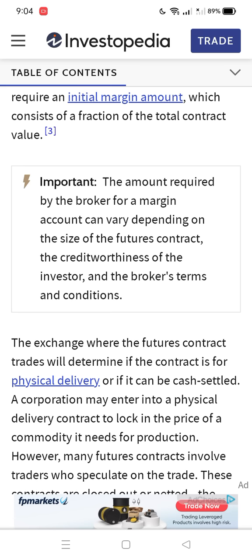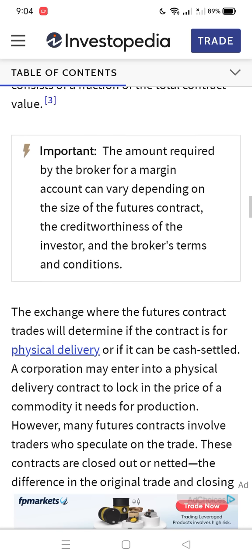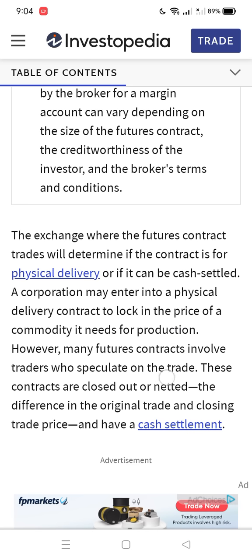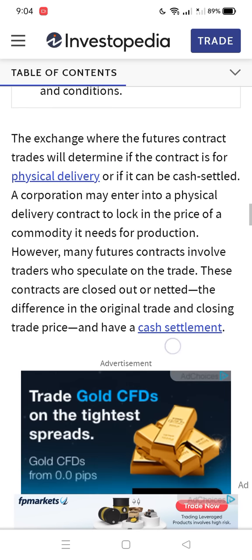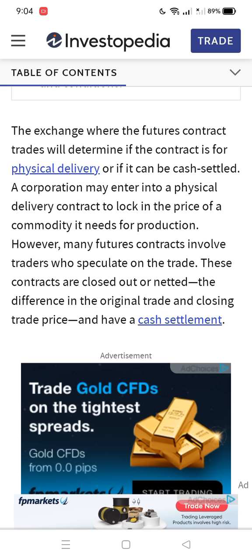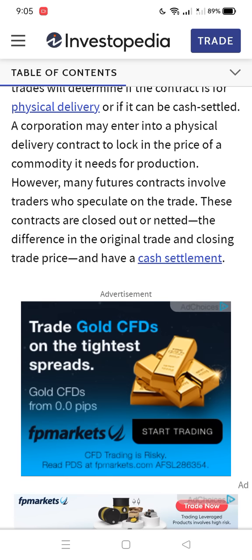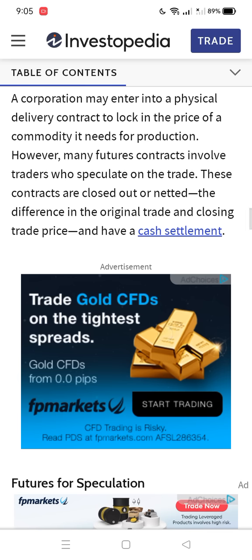Importantly, the amount required by the broker for a margin contract can vary depending on the size of the futures contract, the creditworthiness of the investor, and the broker's terms and conditions. The exchange where the futures contract trades will determine if the contract is physically delivered or if it can be cash settled. A corporation may enter into a physical delivery contract to lock in the price of a commodity it needs for production. However, many futures contracts involve traders who speculate on the trade.